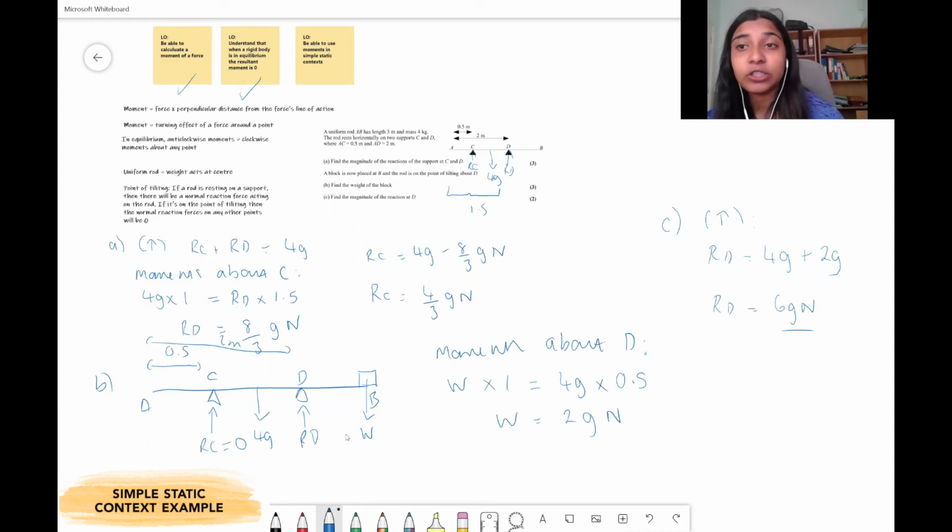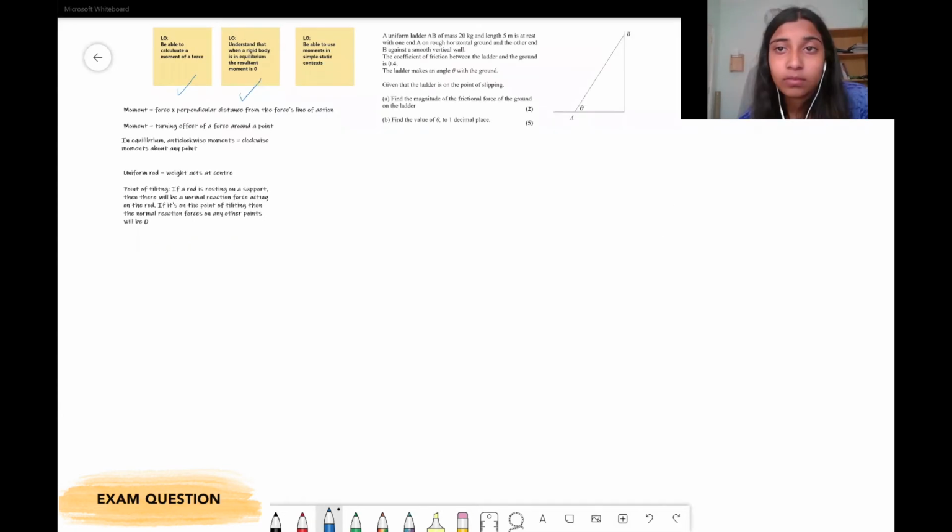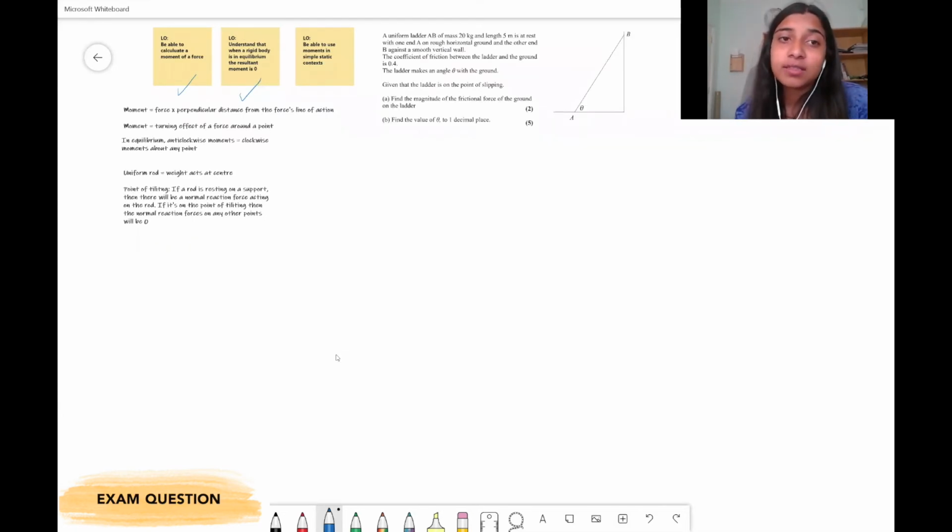So now let's move on to another example of a static context that you could get. The last type of context that's quite common is using ladders. So we've got an example question here, an exam style question. Using what we've covered so far, try this question out for yourself and see if you can apply all these definitions that we've gone through to this question.